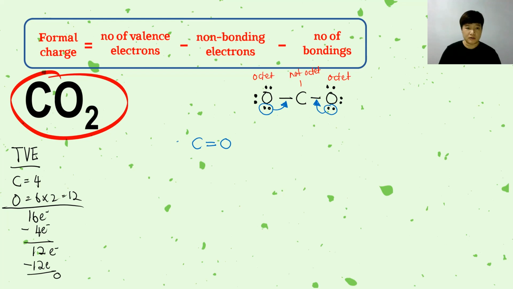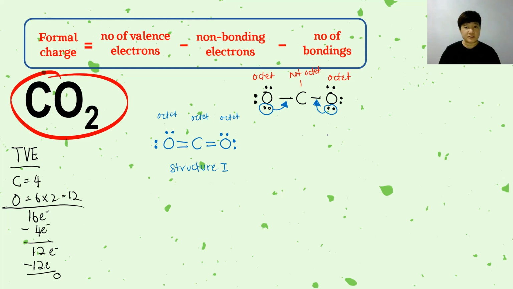You form a double bond, and then every oxygen will only be left with 2 lone pairs, because one of the lone pairs is donated to form a double bond. And right now you realize that both of the oxygens remain octet. Your carbon right now is also octet, with the 4 single bonds times 2, you have 8 electrons around the carbon. So this is the first possible structure of CO2.